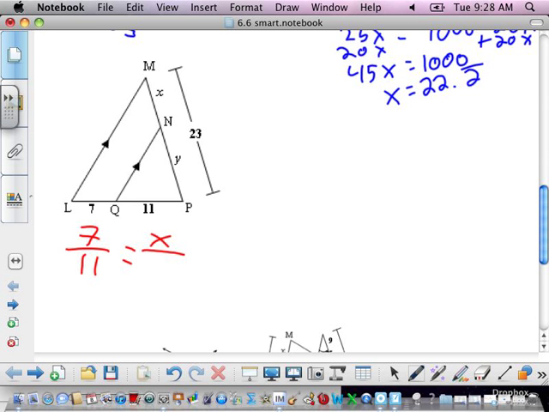But do we know what n to p is? 23 minus, not y because we want to find y. 23 minus x, there you go. Okay, so we cross multiply. So we get 11x equals 7 times parentheses 23 minus x. Okay, so then we're going to do 7 times 23, which equals 161, minus 7x equals 11x.